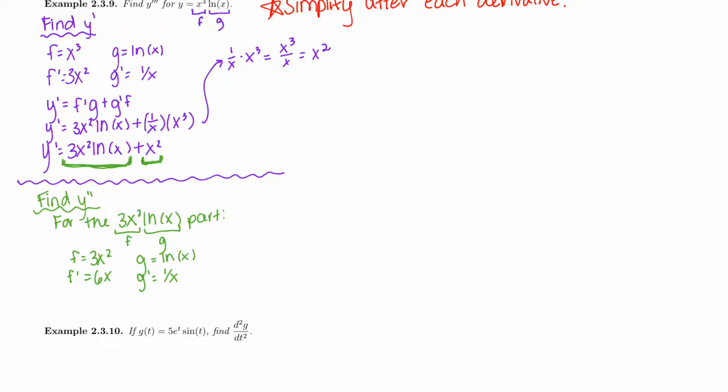So the derivative of 3x squared ln x, which is not the full derivative, right? That's just this first part of the derivative of the derivative. F prime g plus g prime f. So f prime, 6x. g is ln x. Hold on.